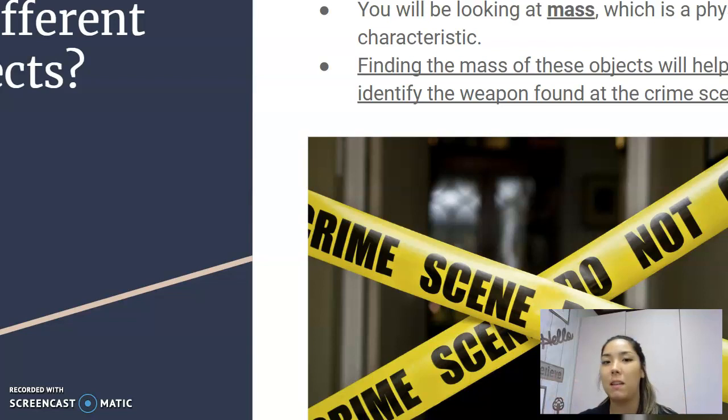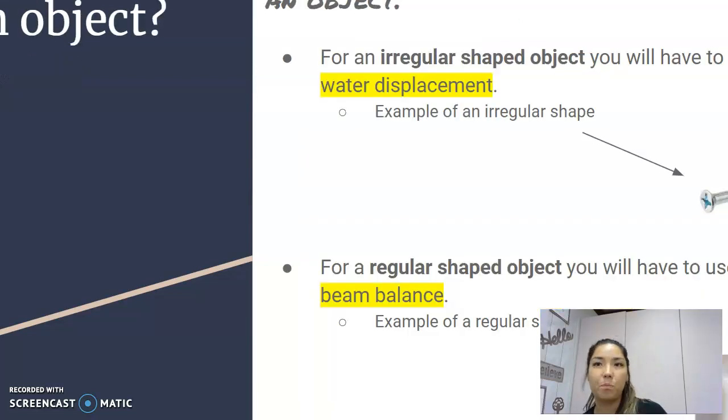Okay, so something's going to be left at the crime scene. You're going to have 3 of them. They're all metals, but you're not going to know which one's aluminum or steel or whatnot. Okay, and they all look the same. So you're going to have to try and figure out the mass of these objects in order to find out which one was left at the scene.